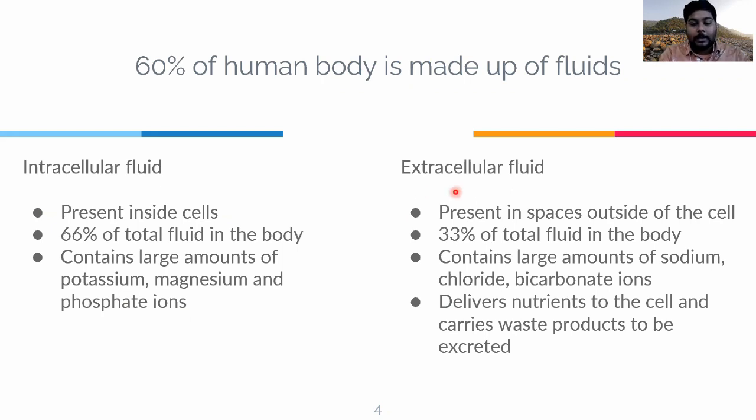The extracellular fluid, on the other hand, as the name suggests, is present outside of the cell. It amounts to 33%, or one-third of the total fluid in the body, and contains large amounts of sodium, chloride, and bicarbonate ions. This difference in ion concentration will come in handy later, and in later lectures we will understand how it helps in various functions such as nerve conduction. Finally, extracellular fluid delivers various nutrients to the cell as well as carries waste products to be excreted.